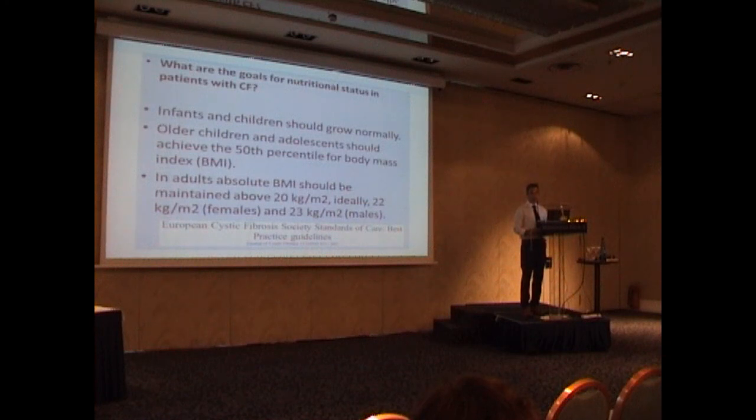Older children and adolescents, we want them to have a BMI around the 50th centile. This is our goal. And in adults, we want the nutritional status to be good, a BMI of 22 or 23. Now these are our goals for all of our patients, whether you work here or somewhere else in Europe or worldwide, regardless of the age, regardless of the sex, regardless of the genotype, regardless of the environment. These are the aims which are fundamental for all of our patients. This is what we should be aiming for. So I want to explain a little bit why these are our goals and how we can achieve them.